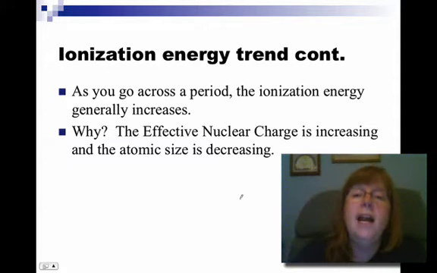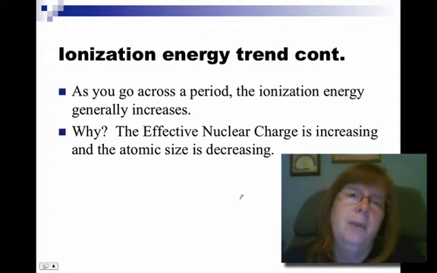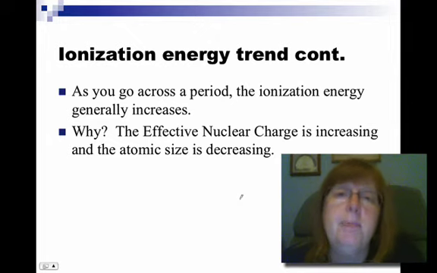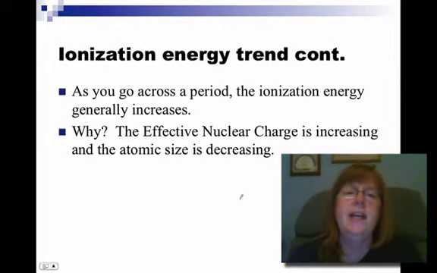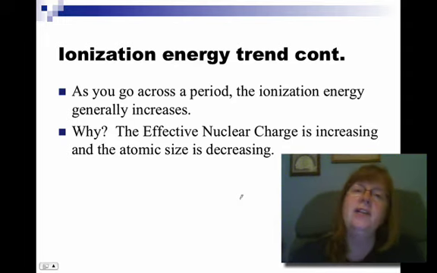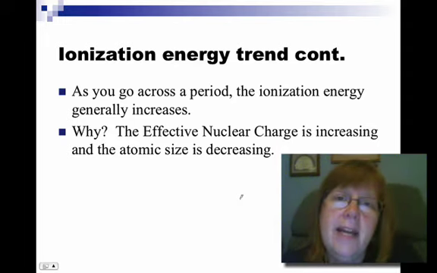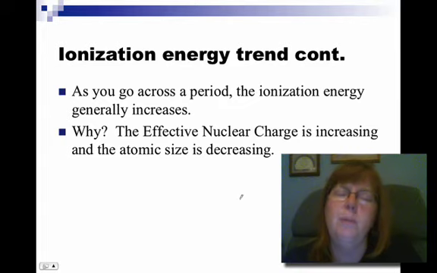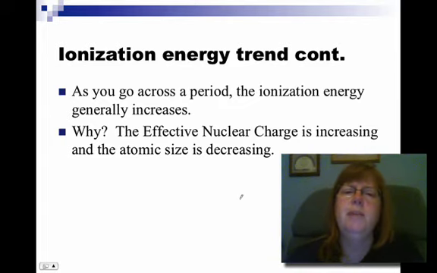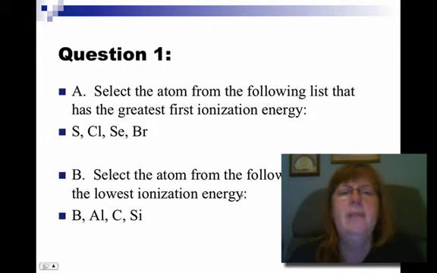So why does the ionization energy go up? Well, the effective nuclear charge goes up as we go across a period, and our atomic size is also going down. So those electrons that we're trying to take away are closer to the nucleus that has more positive things in it, so they're being more tightly held. Ionization energy is greater.